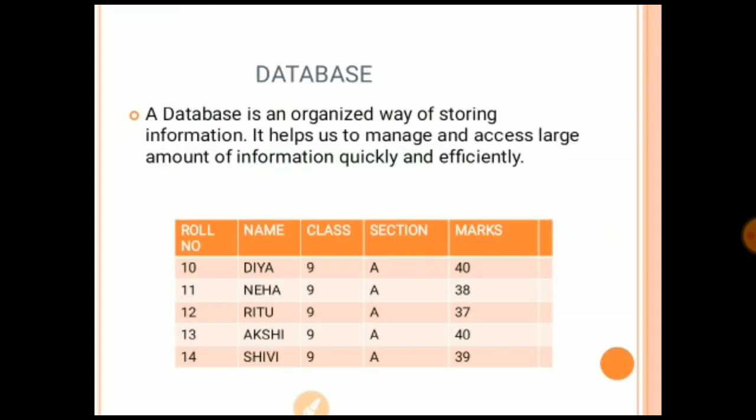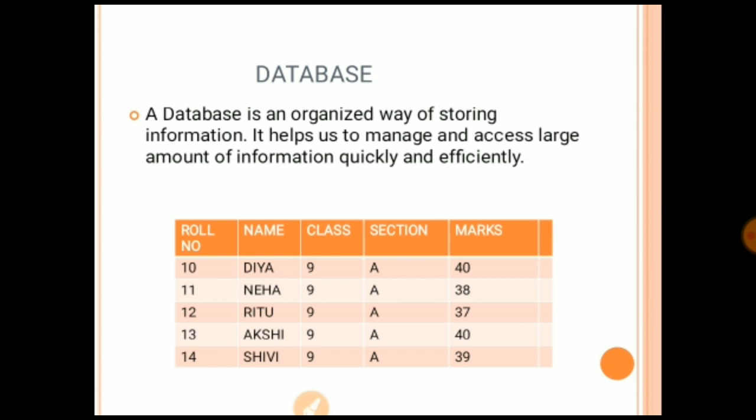So, what is the meaning of database? A database is an organized way of storing information. It helps us to manage and access a large amount of information quickly and efficiently. Through this database we can easily arrange our values in a particular order, like ascending or descending alphabetically, right? So a database maintains and organizes all the values in a particular order.